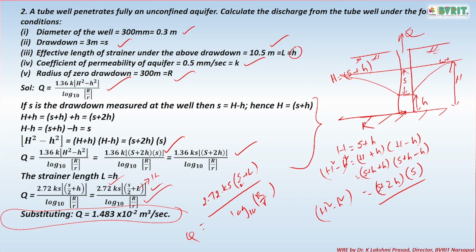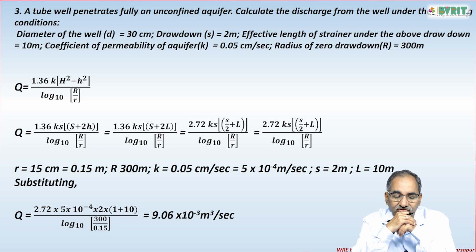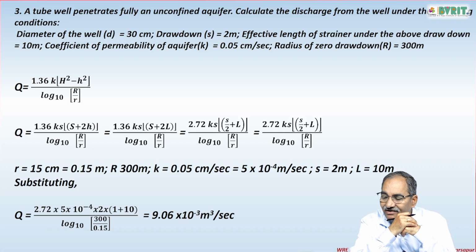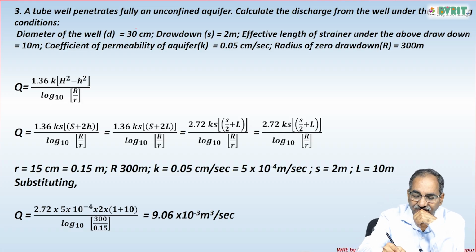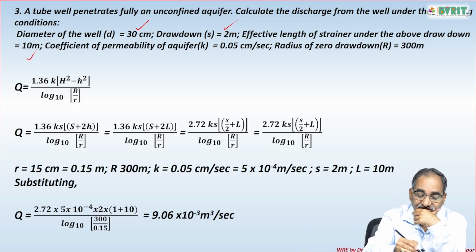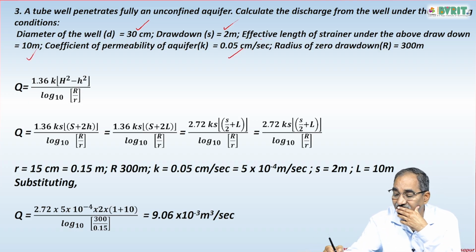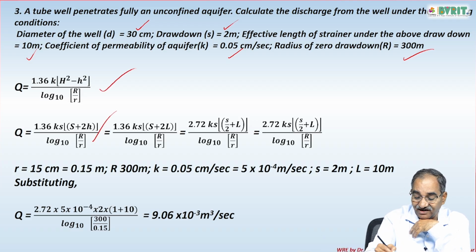This is another equation for solving any problem in the case of an unconfined aquifer. A tube well penetrates fully an unconfined aquifer. Calculate the discharge from the well under the following condition. Diameter of the well is given, drawdown is given, effective length of strainer is given, coefficient of permeability is given, radius at zero drawdown. Same, this can be modified like this.